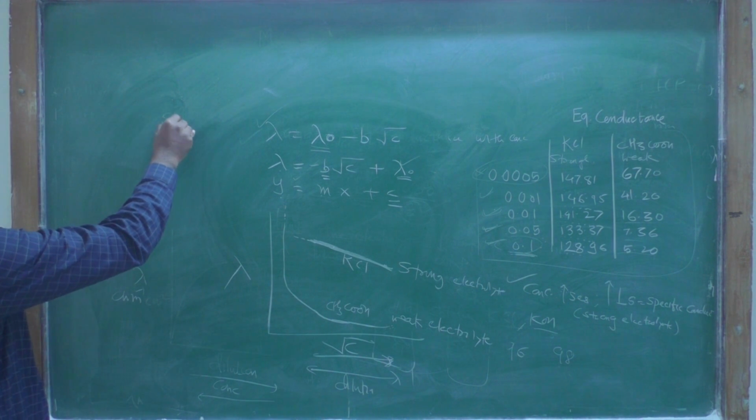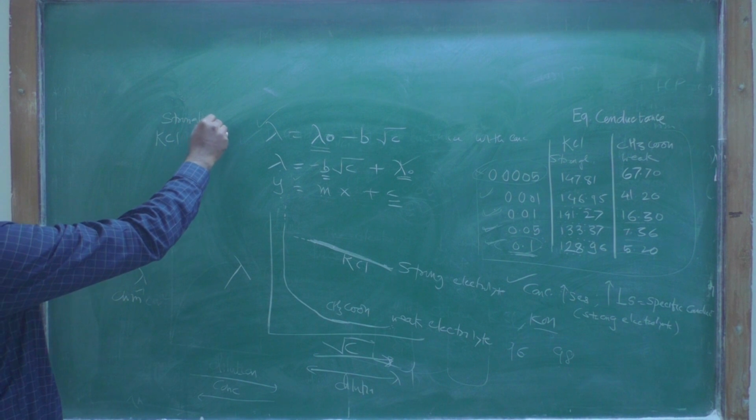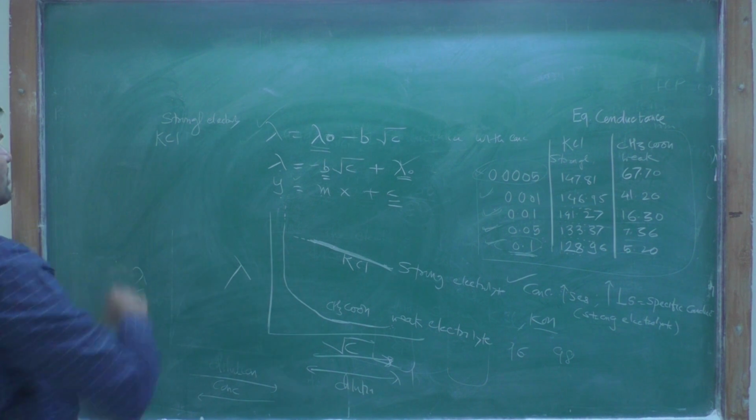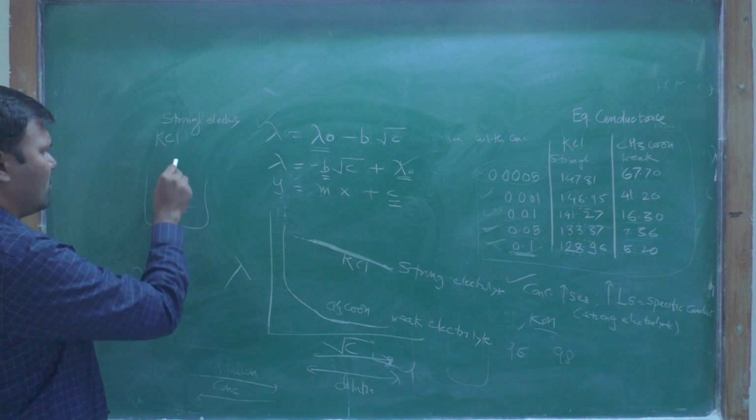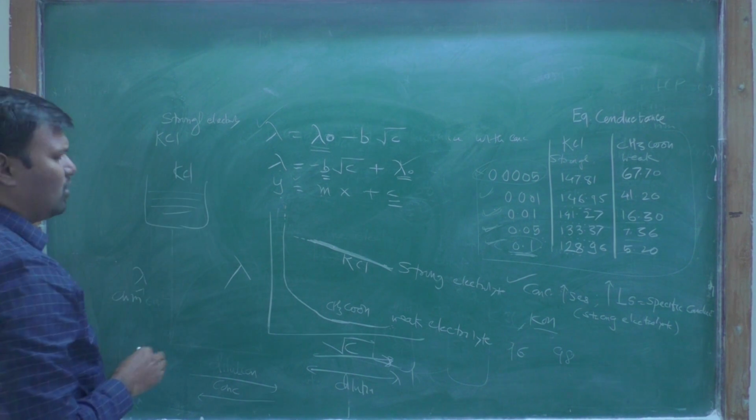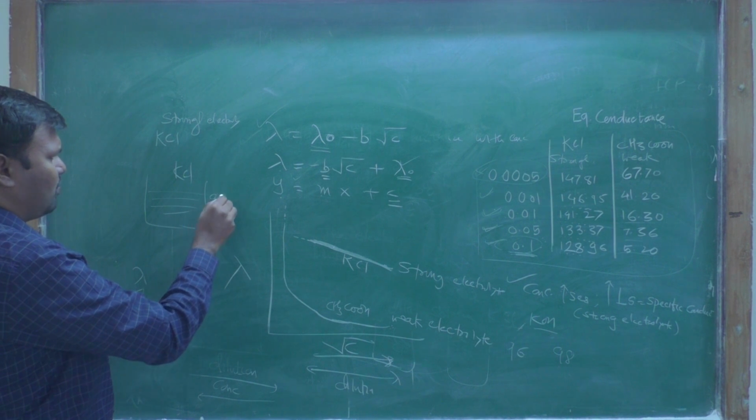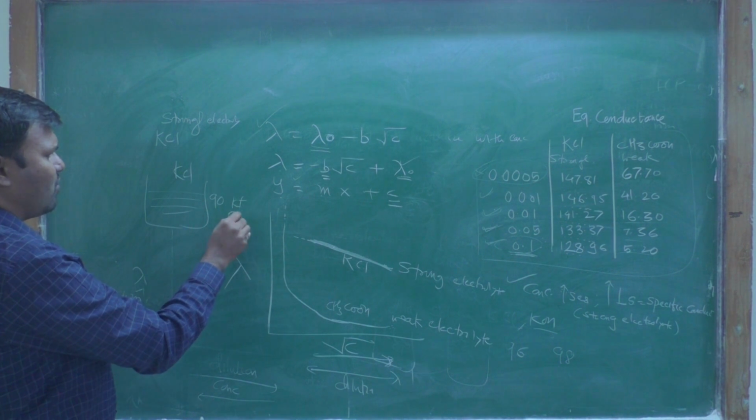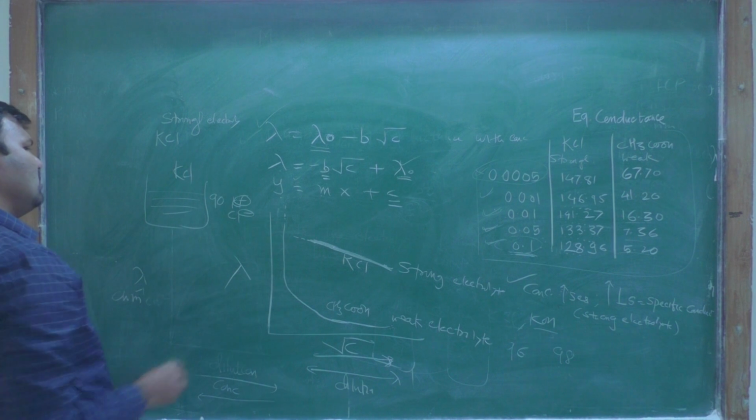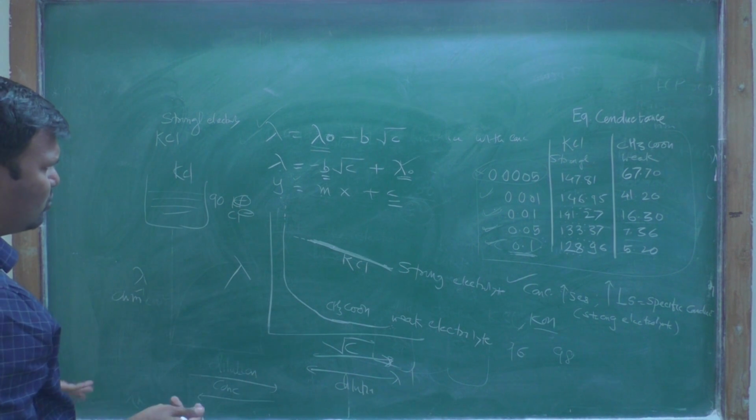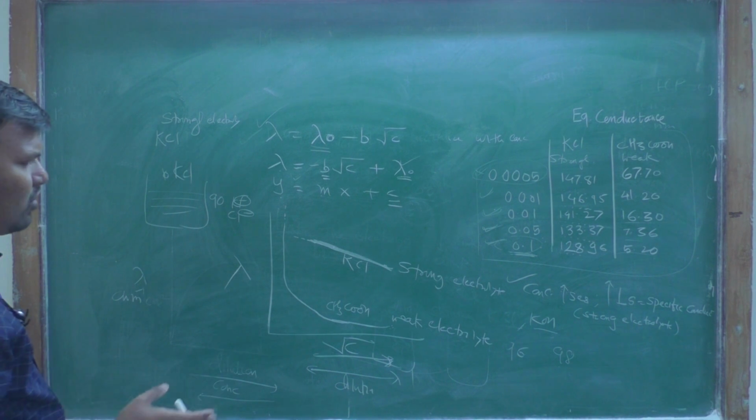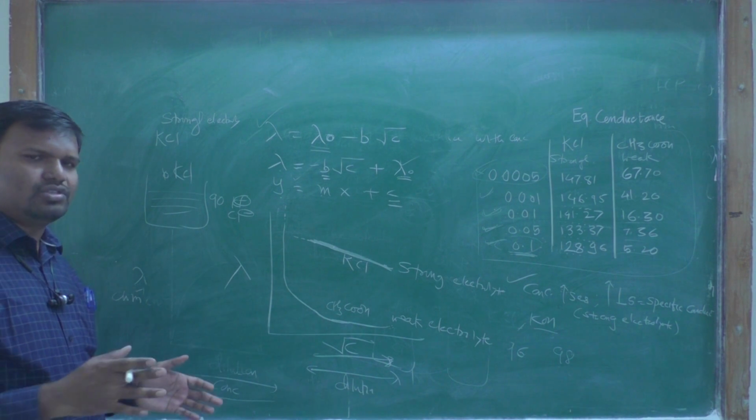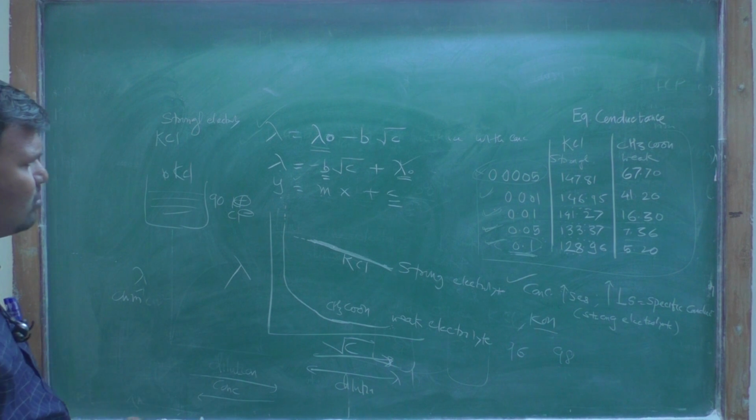KCl is a strong electrolyte, correct? If you add KCl in water, being a strong electrolyte, it gives almost complete dissociation into K plus ions. For the sake of convenience, I have taken 90 molecules dissociating and 10 molecules remaining as KCl, because 90 or 95% dissociates. So it almost completely dissociates.